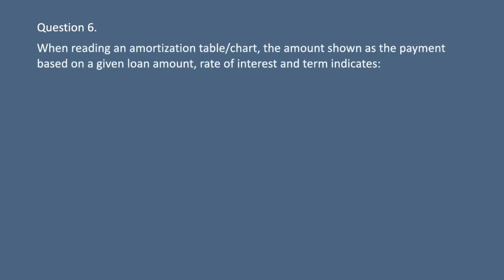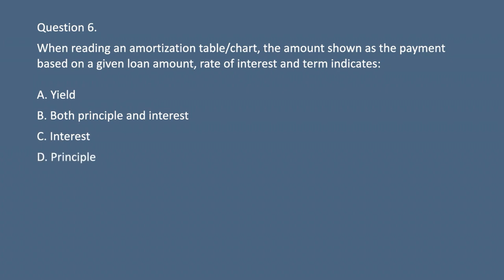Question 6. When reading an amortization table or chart, the amount shown as the payment, based on a given loan amount, rate of interest and term, indicates: A. Yield. B. Both principal and interest. C. Interest. D. Principal. Answer B.